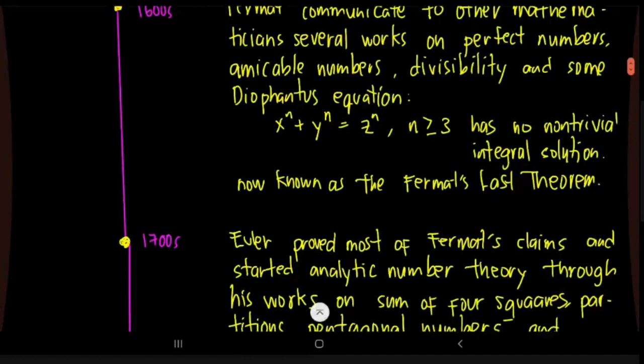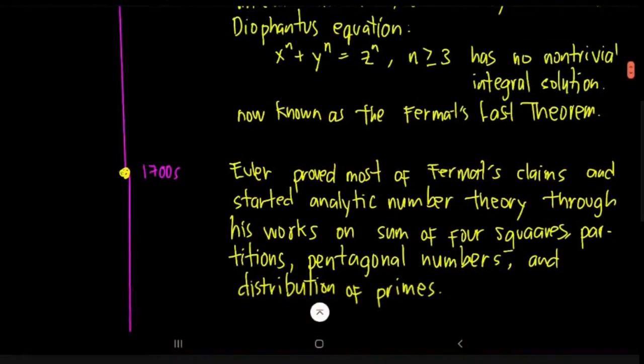So this particular communication of Fermat to other mathematicians piqued the interest of Euler. And in the 1700s, Euler proved most of Fermat's claims and started analytic number theory through his works on sums of four squares, partitions, pentagonal numbers, and distribution of primes.